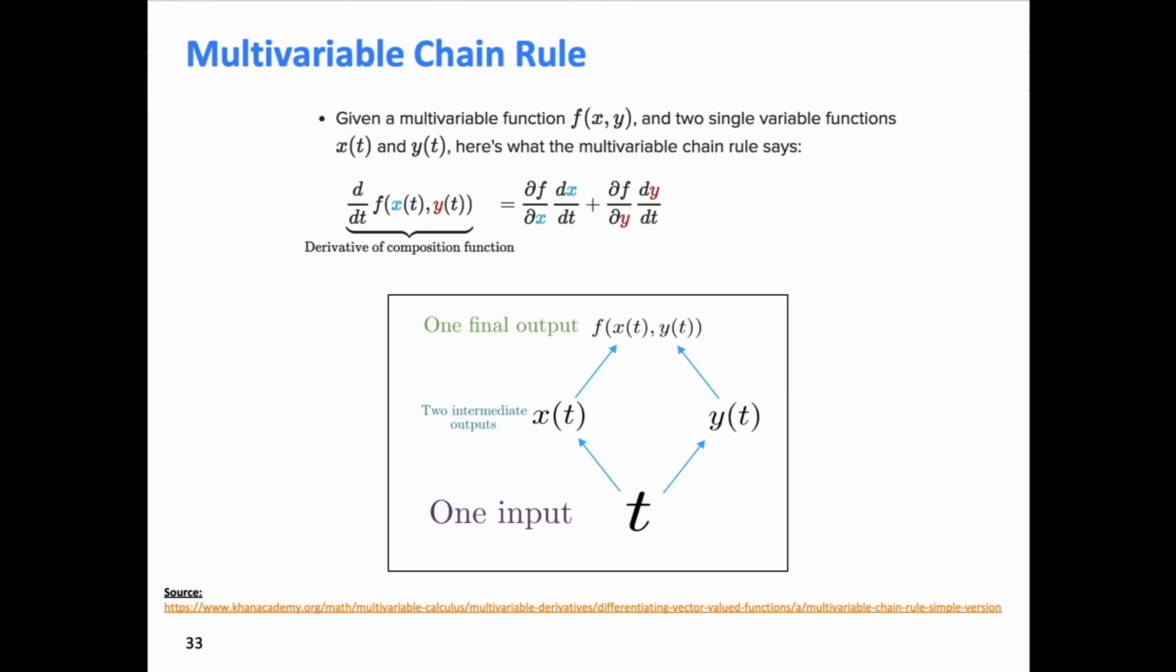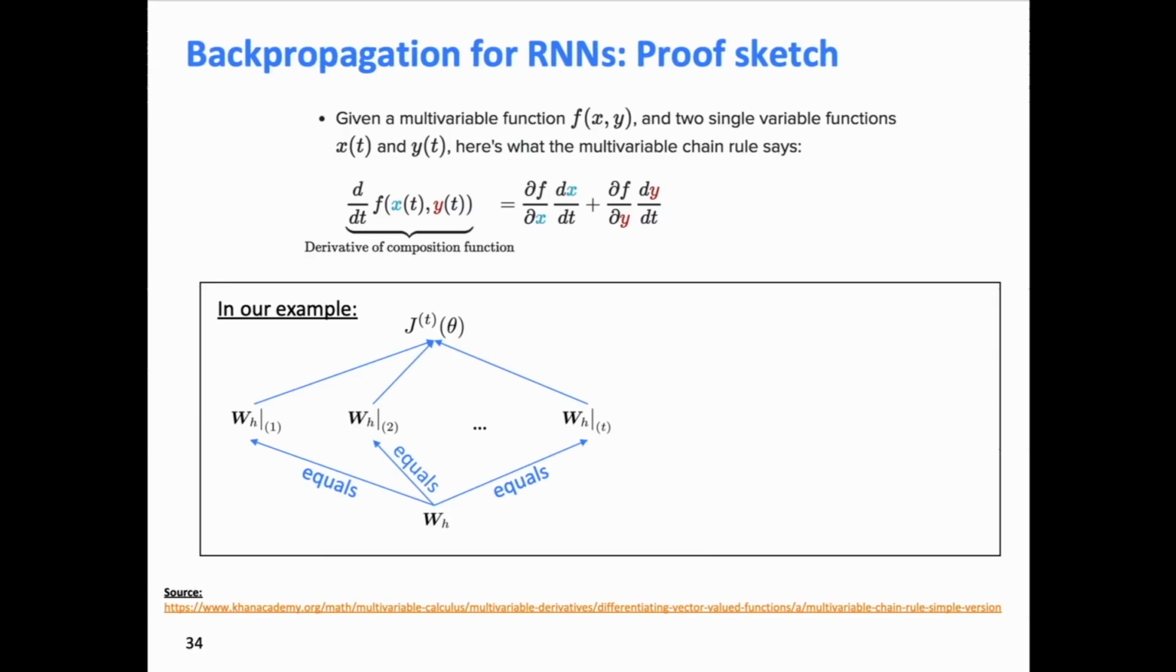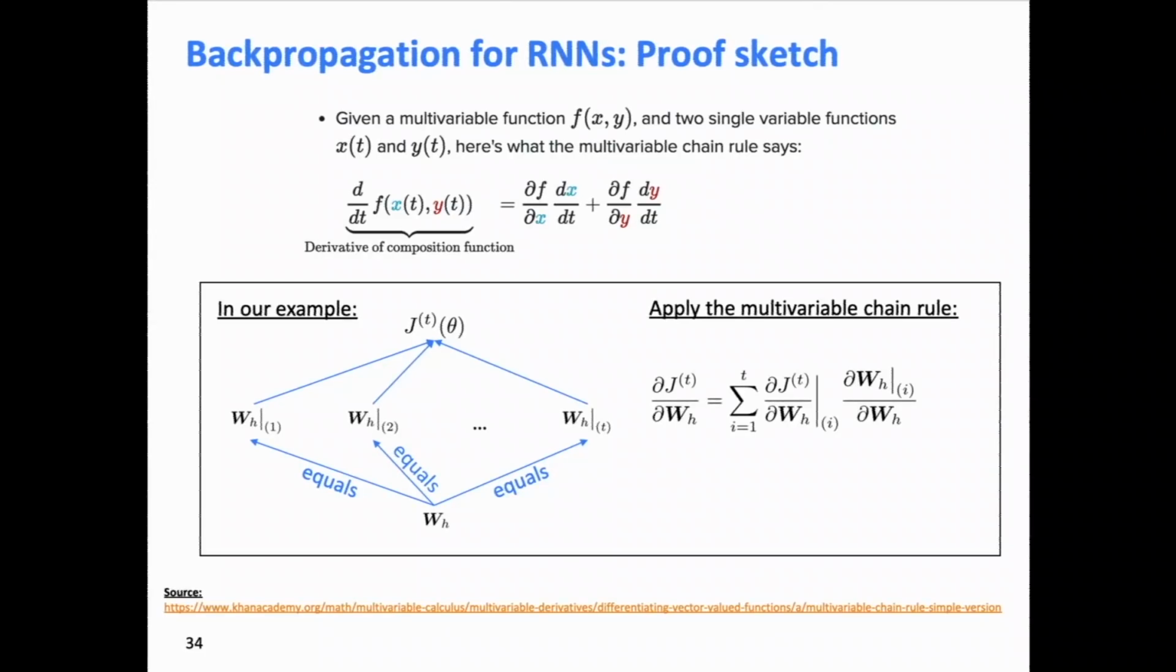If we apply this to our scenario, taking the derivative of the loss jt with respect to our weight matrix WH, you could view it as this kind of diagram, where WH has a relationship with all of these individual appearances of WH, but it's a simple relationship, it's just equality, and then each of those appearances of WH affects the loss in different ways. Then if we apply the multivariable chain rule, it says that the derivative of the loss with respect to WH is the sum of those chain rule terms. But the expression on the right is just 1, because it's an equality relation.